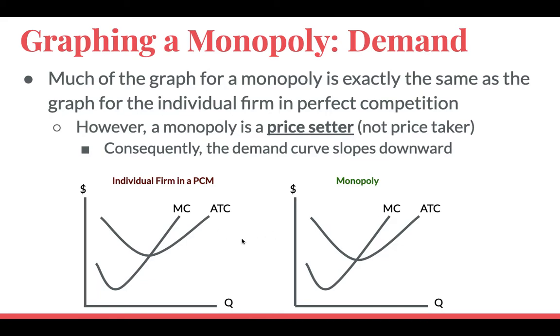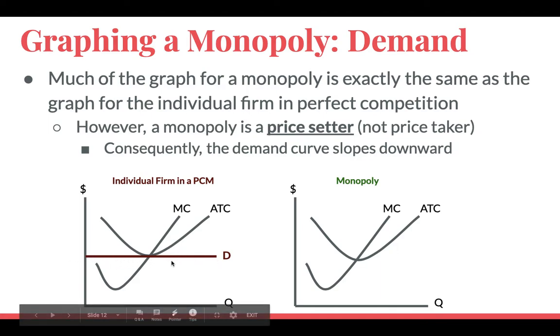For an individual firm in perfect competition, remember the demand curve is perfectly elastic. It's a perfectly flat, horizontal curve because the price is being determined in the market and the individual firm is a price taker. They're just taking that price and charging that price consistently. So that becomes their demand curve, and actually it's also their marginal revenue curve.